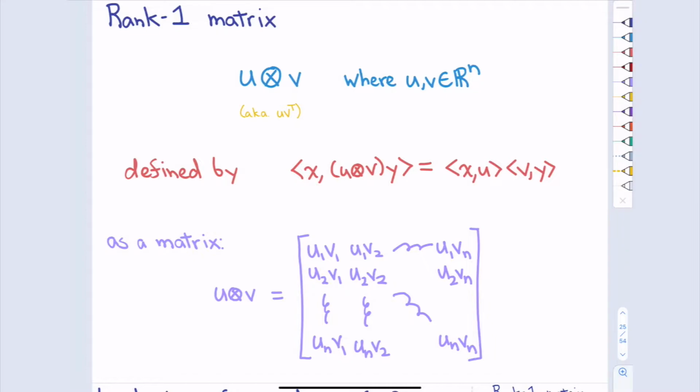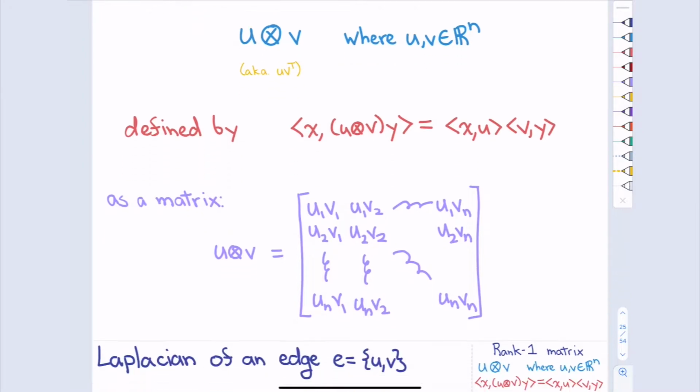A functional definition is that if I applied x and y to the outer product of u and v, you would just get these two inner products multiplied with each other. That would be the same if you had written u v transpose. And as a matrix, it'll kind of look like this. All that really matters is that rank is some kind of measure of complexity of a matrix. This is sort of the simplest kind of matrix you can get.